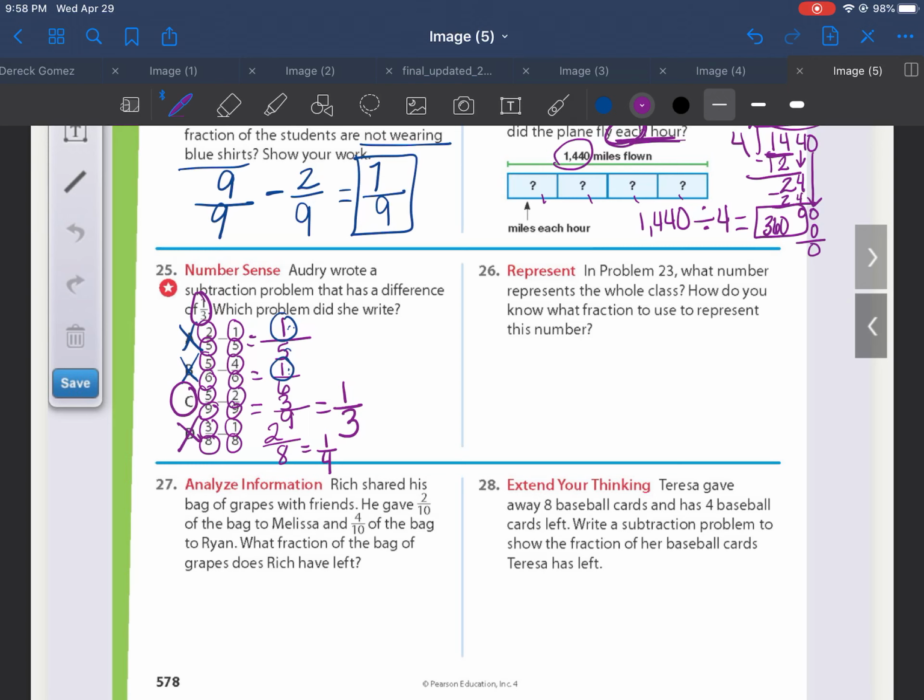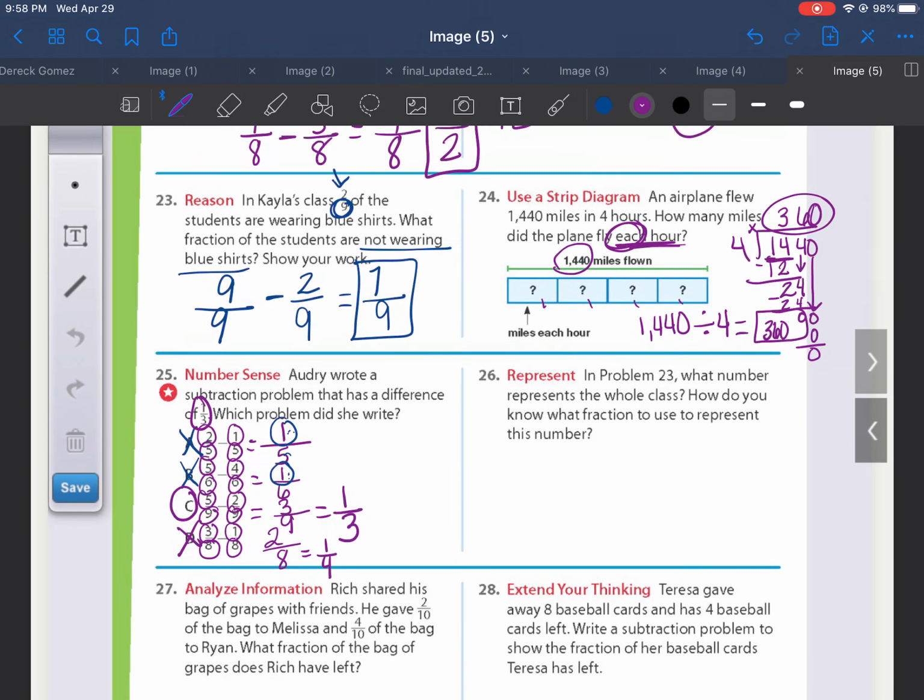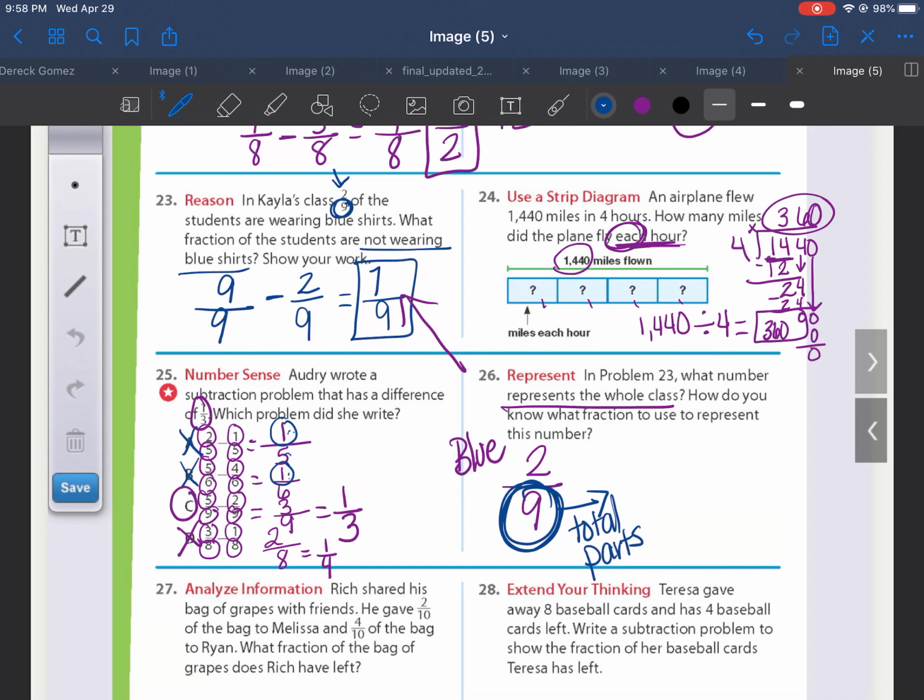Number 26. In problem 23, what number represents the whole class? How do you know what fraction to use to represent this number? So in problem 23, talking about this one, what number represents the whole class? So remember, 2 out of 9 had blue. I keep telling you guys that the denominator is going to tell me how many total parts. So in this problem, what number represents the whole class? The whole class is represented by the number 9.